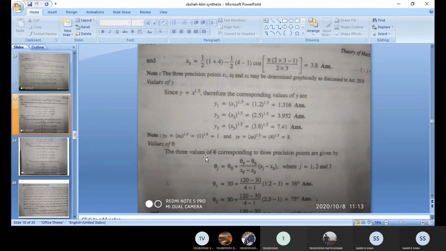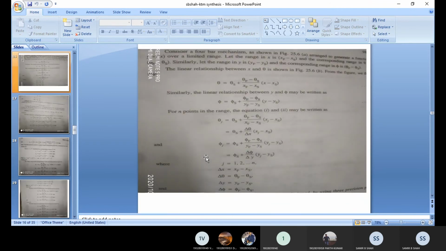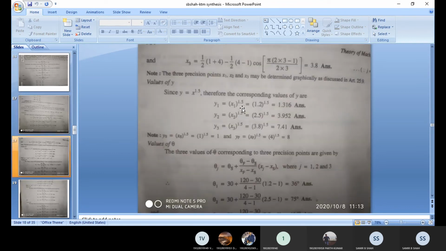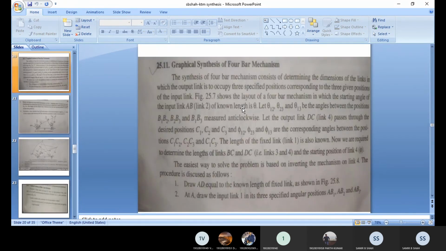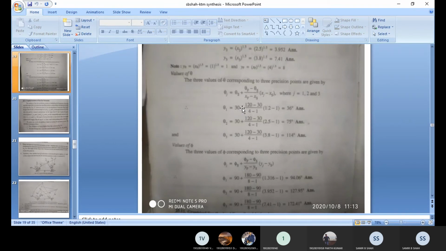Okay, so now we are getting this range. Now the value of theta, as we know the equation we have, is based on the equation for theta and phi. So the same equation we are applying here. Theta j is equal to theta s plus (theta f minus theta s) divided by (xf minus xs), times (xj minus xs). So in place of theta s and theta f, we are just putting the values for 1, 2, and 3, where xj is x1 = 1.2, x2 = 2.5, x3 = 3.8.